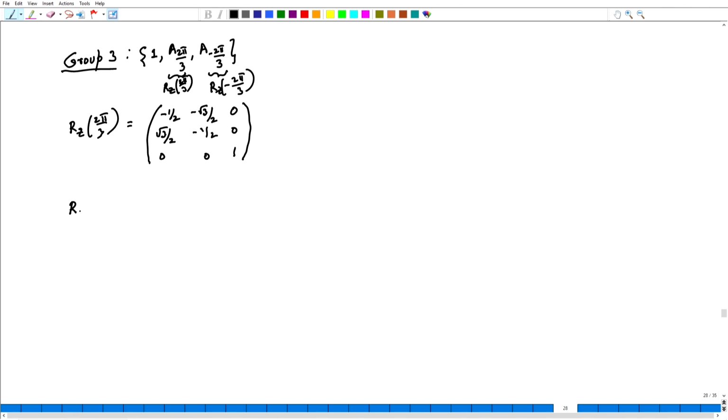Similarly, for Rz minus 2 pi by 3, the terms would be minus half, root 3 upon 2, 0, minus root 3 upon 2, minus half, 0, 0, 0, 1. So, I have all the 3 elements now in the form of matrices, and one can very easily fill up the group table.